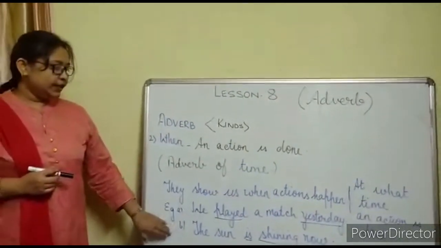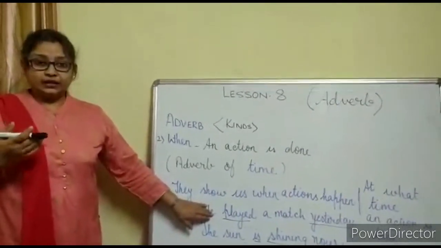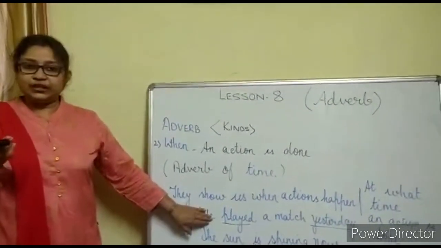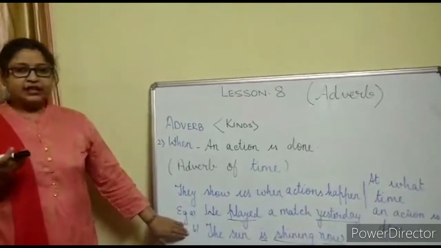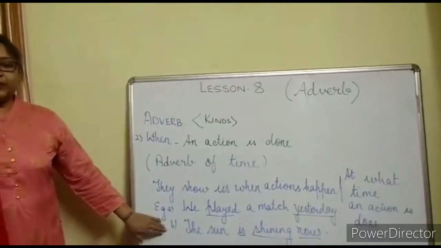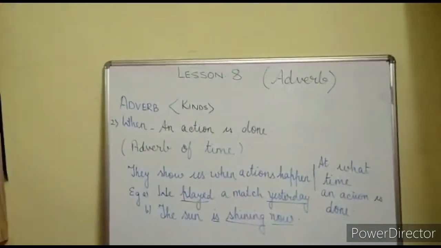So in these two sentences, students, when we are asking a question with the word when, did we play the match? Yesterday. So it is adverb of time. Here, when is the sun shining? Now. That means it is adverb of time. So again, have a close look at the board, students.